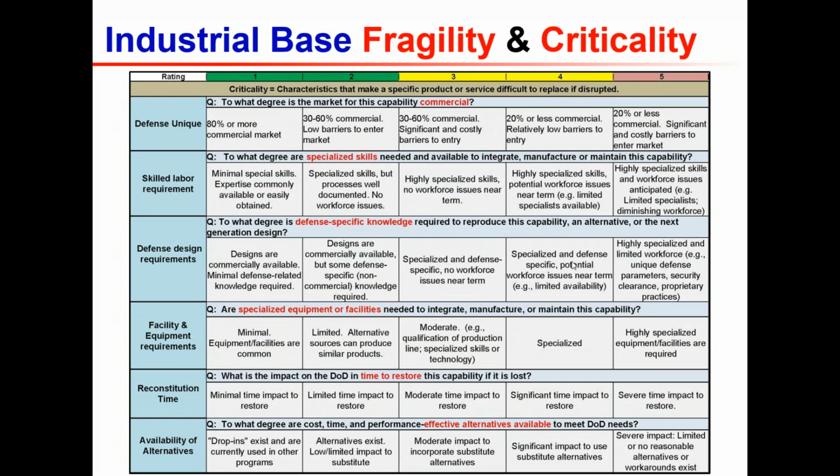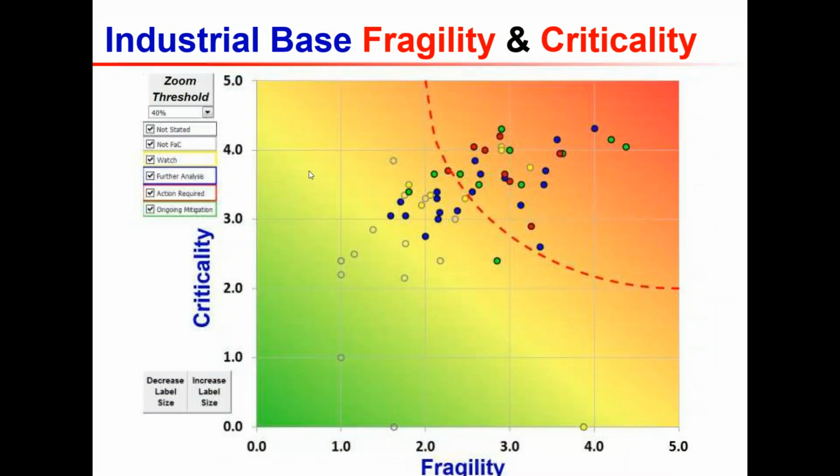And then they look at criticality, and again, same rating scale, 1 to 5. How critical is it in terms of those things I mentioned two slides ago: defense unique, skilled labor requirement, defense design requirements, facility and equipment requirements, reconstitution time, the availability of alternatives. So they look at each of those factors, rated on a scale from 1 to 5, where 5 is most worrisome and 1 is the lowest level of worry. And they will create diagrams like this.